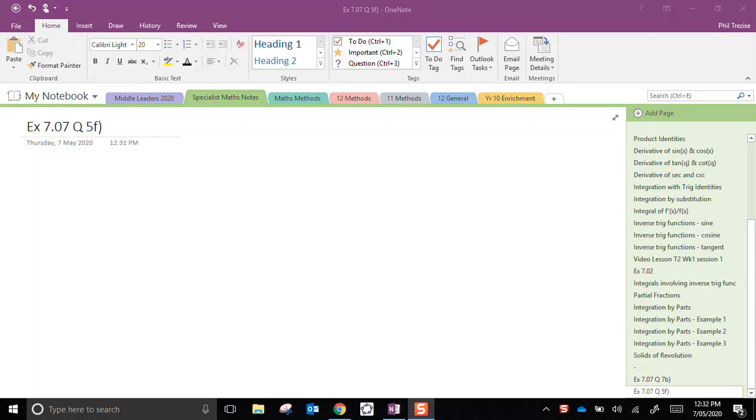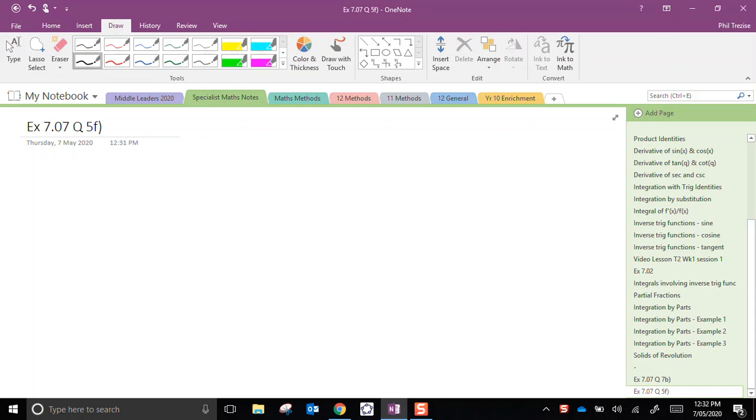Hi everyone, this is another one in the homework help series, and this particular question, just let me write it down, is asking us to find the integral of x multiplied by sec x multiplied by tan x dx. So this looks like a bit of a beast.